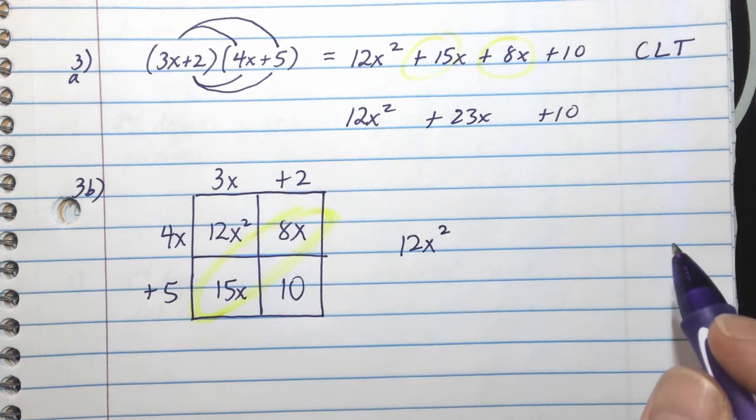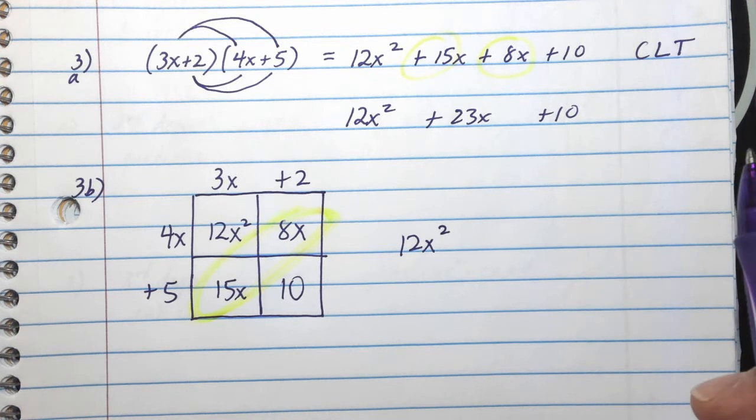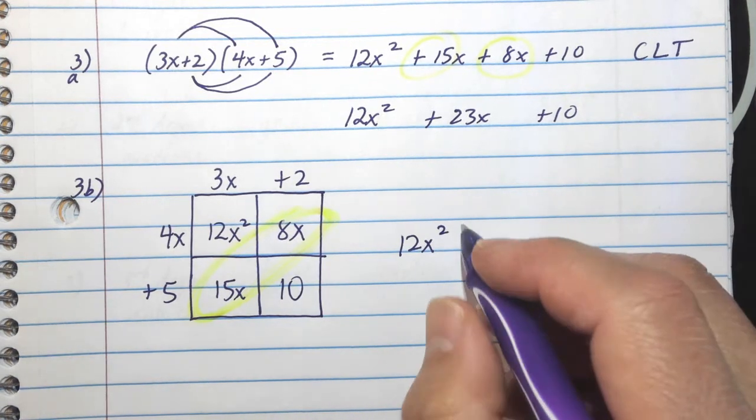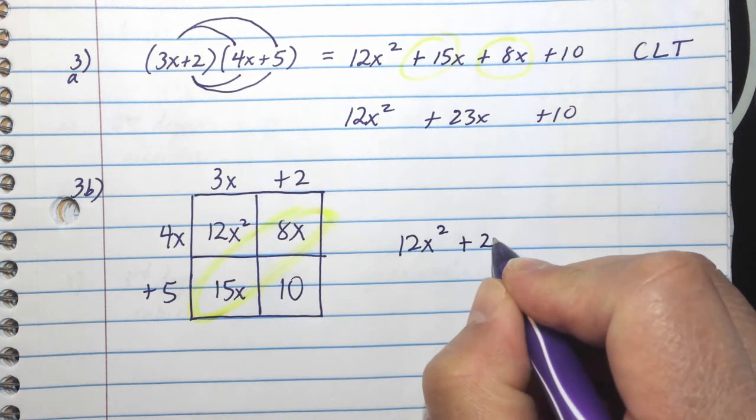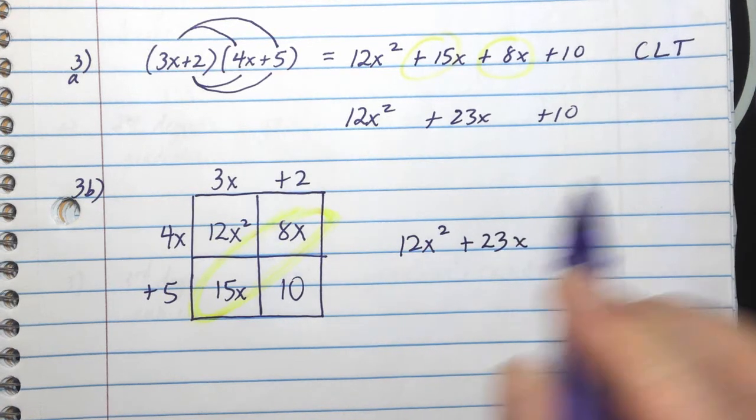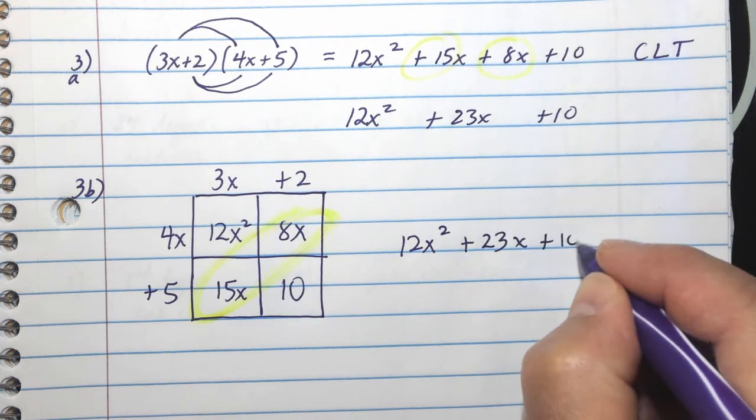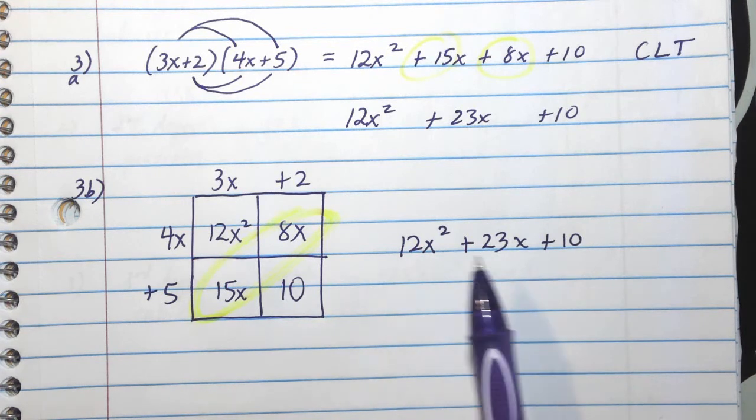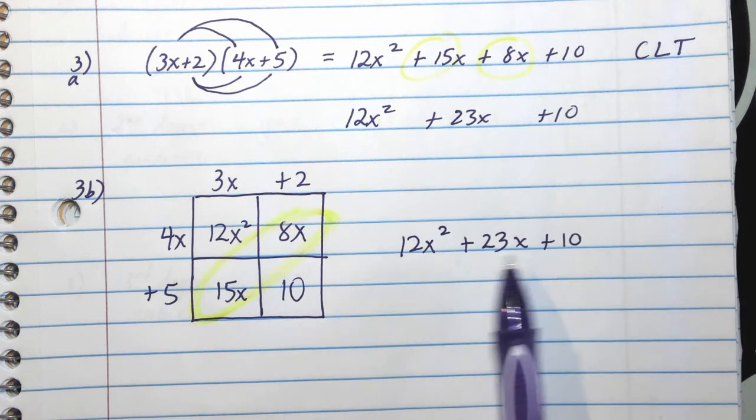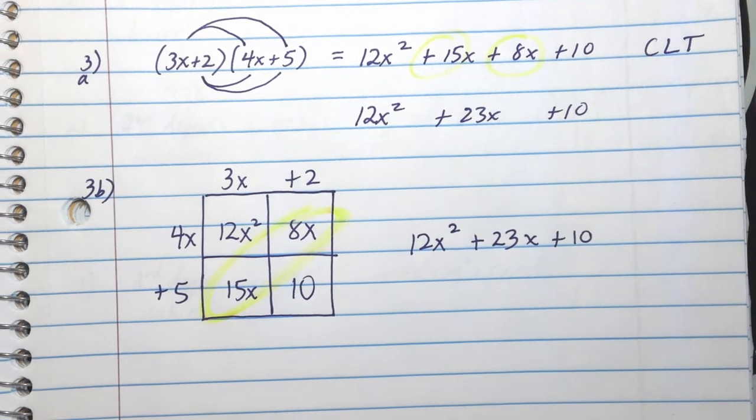That's why we covered exponents for a couple weeks, so you would understand. Positive 23x, and that's a positive 10. So in between each term, there must be either a plus or a minus sign. You ain't got a plus or minus sign, no bueno.